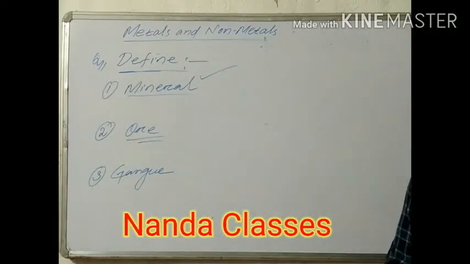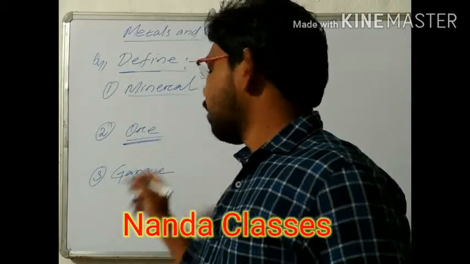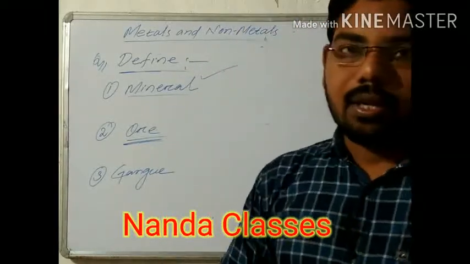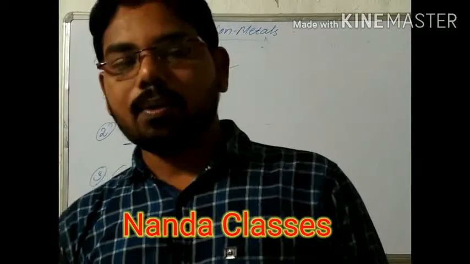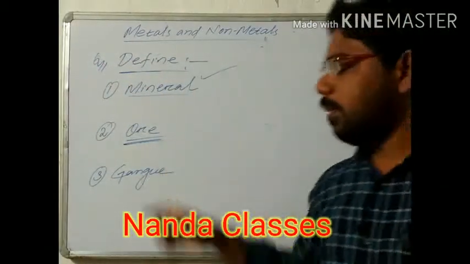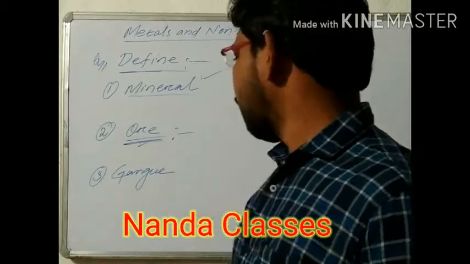Next is ore. Ore are those minerals from which a particular metal can be extracted profitably. Ore is a combination of many metals, and from it we can extract a metal like iron, aluminum, gold, silver, which are extracted profitably for our uses. This is called ore.